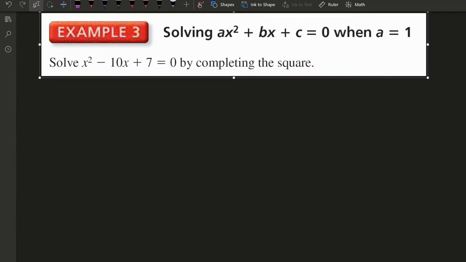Now this problem looks familiar to the last one. In order to solve by using square roots, I would factor the left side into a perfect square and then take the square root of both sides. So I've got x squared minus 10x plus 7 equals 0. If you try using that same trick that we just did, you'll notice that doesn't work.